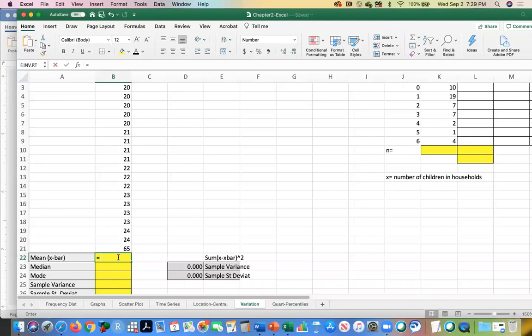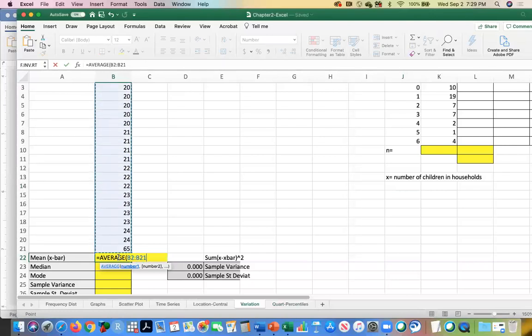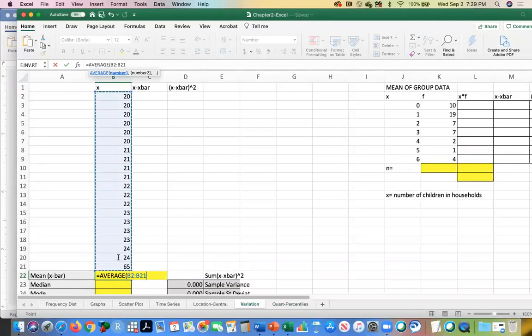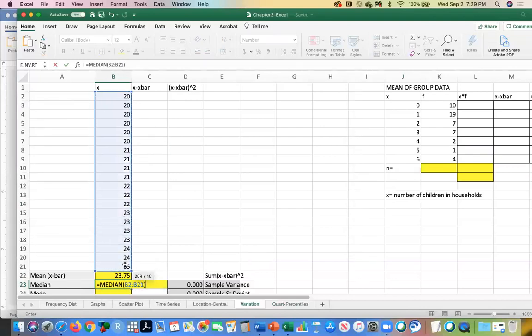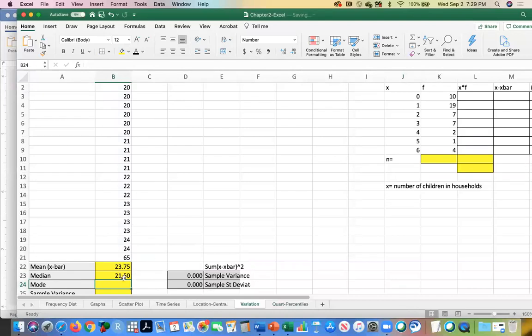The mean is going to be equal to the average of my data, right? So I have this database. I want to know the mean. I want to know the median. We already know those values, those codes. And as you can see, you are going to find differences between the mean and the median.